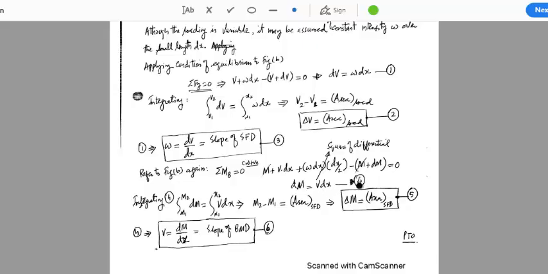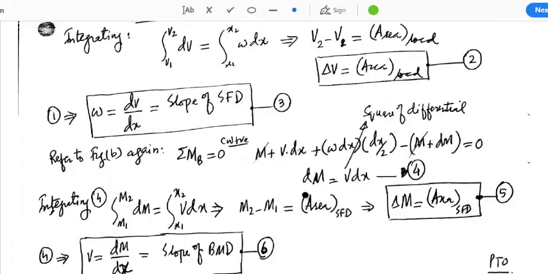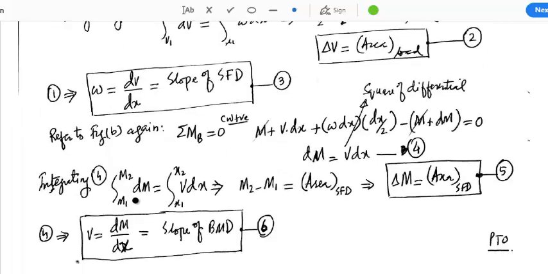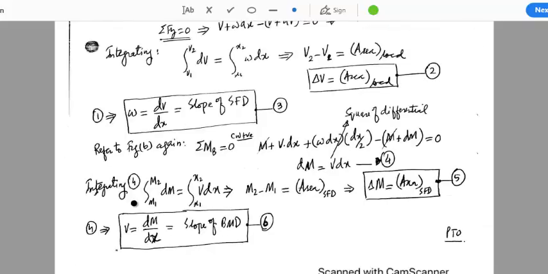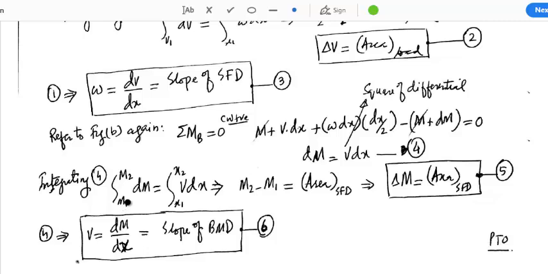Let's call this equation number 4. In order to get the relationship between M and shear, we will integrate this expression. The expression on the left side has a differential with respect to M, so the limits will also be with respect to M. We'll integrate it from M1 to M2, and on the right side we have dx, so the limits will also be with respect to x, x1 to x2.